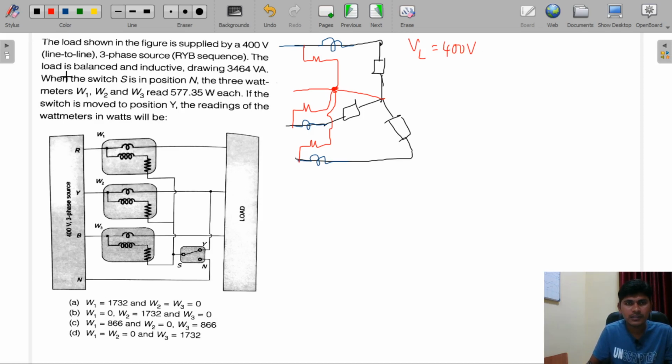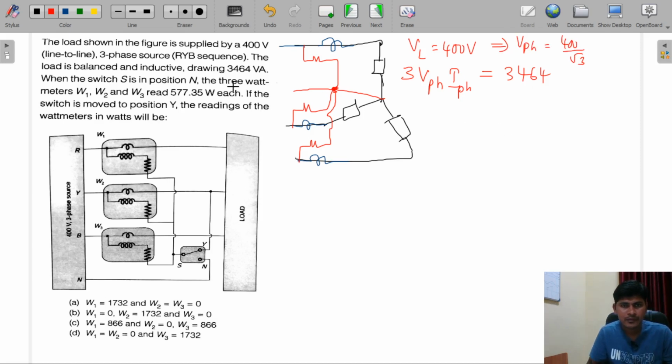The load is balanced and inductive, drawing 3464 volt ampere. This is reactive power. Total reactive power drawn by this load will be 3 V phase I phase sin phi, which is 3464. From this, V phase is equal to 400 by root 3.